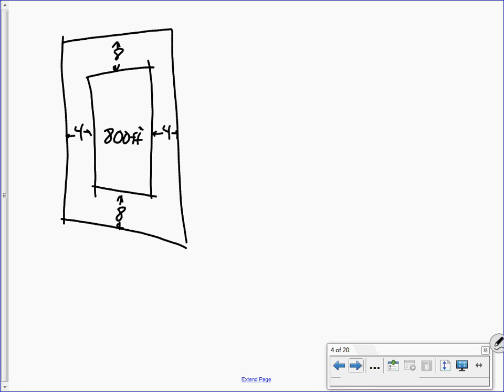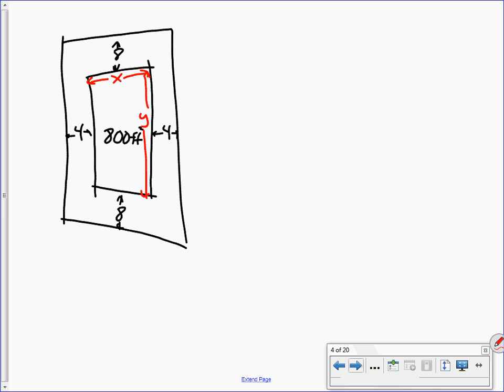I already know the decking dimensions, but I don't know what the width of the actual pool is here. So what do you want to call it? And what about the length of the actual pool?